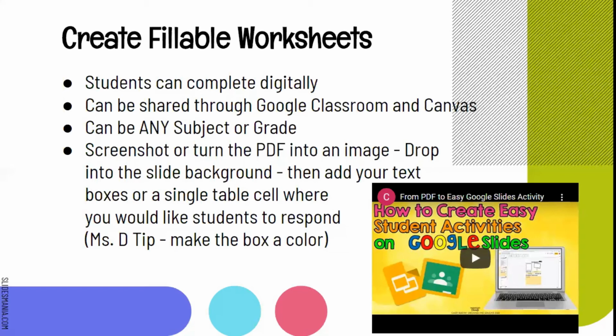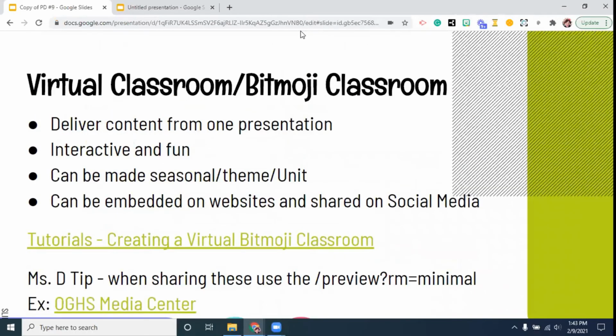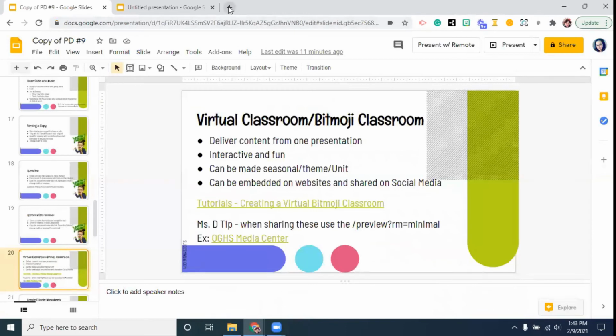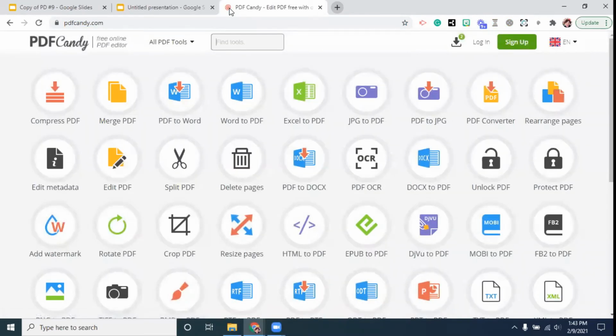So what you're going to do is either screenshot or take your PDF and turn it into an image. If you have never done that before, I'm going to show y'all a website really fast. I know it's not on the slides, but it's one of my favorites. It is called PDF Candy, and it is literally pdfcandy.com. There is an option on here that says PDF to JPEG, and that will take your PDF, like your worksheet, and turn it into a JPEG to do what we're going to do.